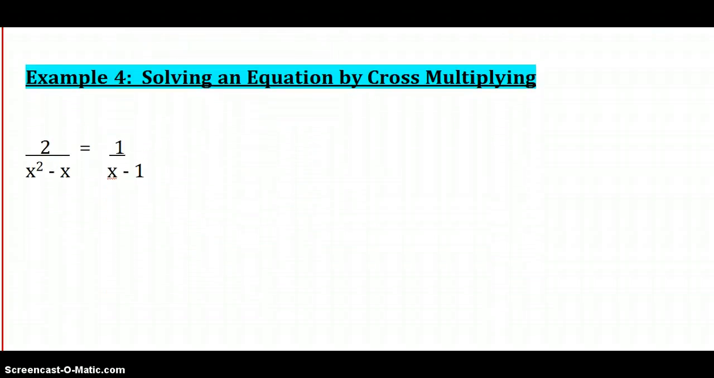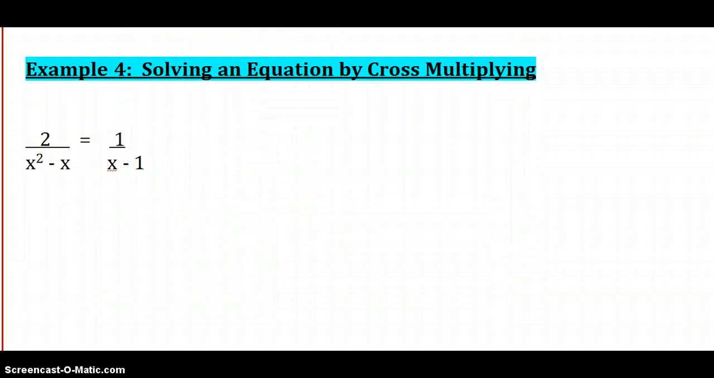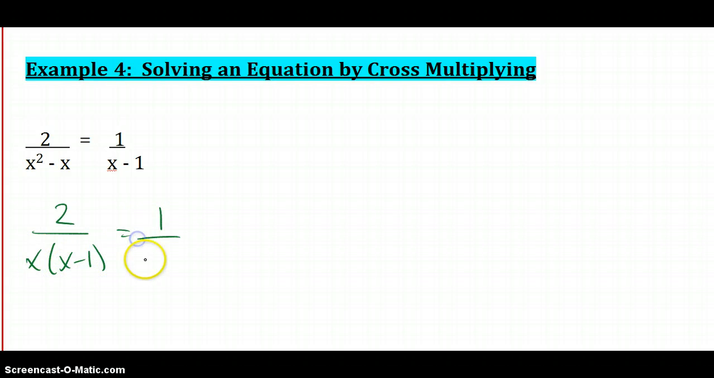The last one I have for you is another strategy you can solve by cross-multiplying. Cross-multiplying works the best whenever you have a constant over an expression. Here we have a constant on the numerator on both sides. And again, anytime you can factor, it's going to make the problem easier. So on this side, we have x squared minus x. You can pull out a common factor. We can pull out an x, so we're left with x minus 1. In the end, it's just going to make our problem a lot simpler.